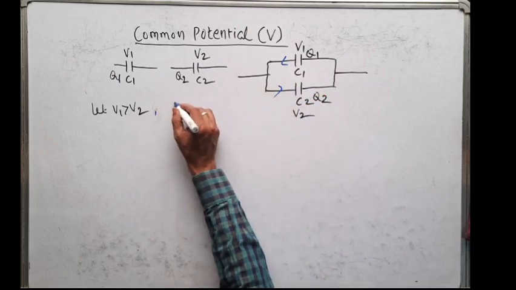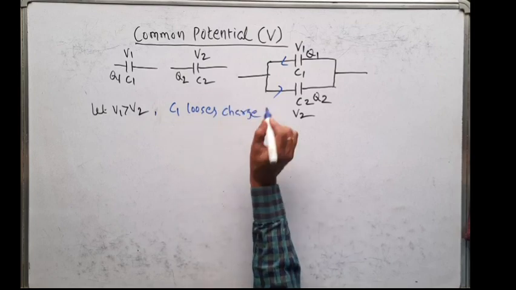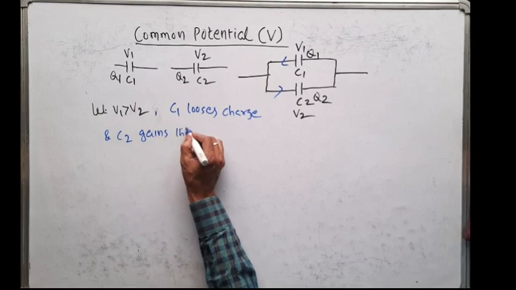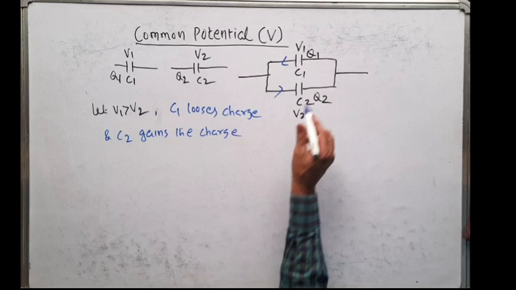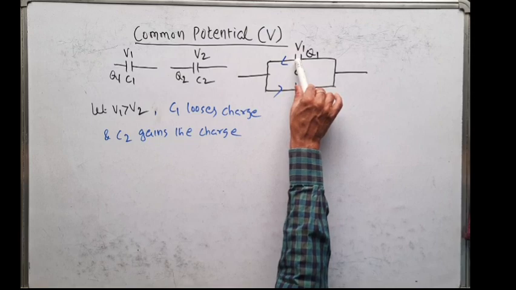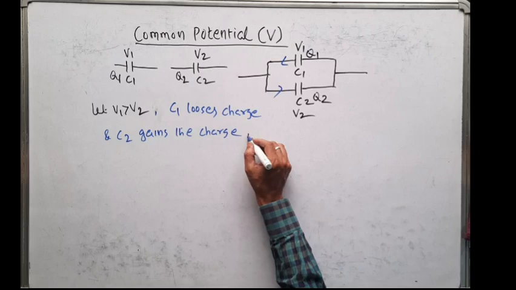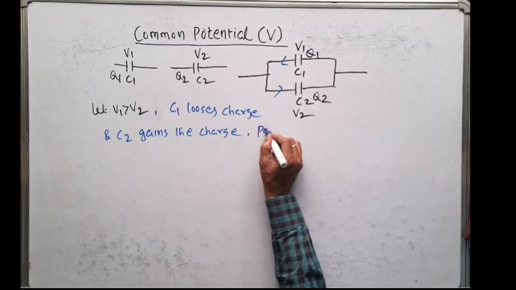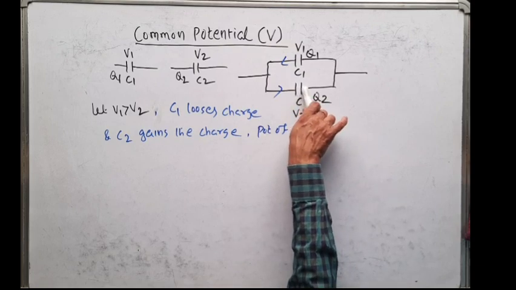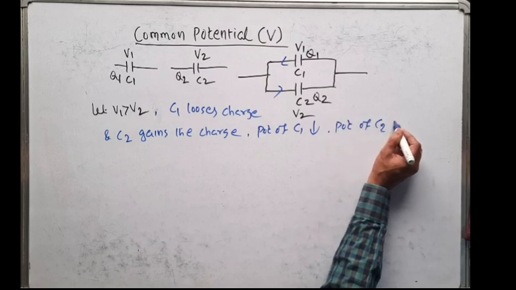That means the C1 capacitor loses charge and the C2 capacitor gains the charge. Okay, so now you see, I have assumed V1 is greater than V2, let us say. So if charge is lost by the C1 capacitor, its potential will fall. So now the potential of C1 will fall. And since this capacitor is gaining charge, the potential of C2 will increase.